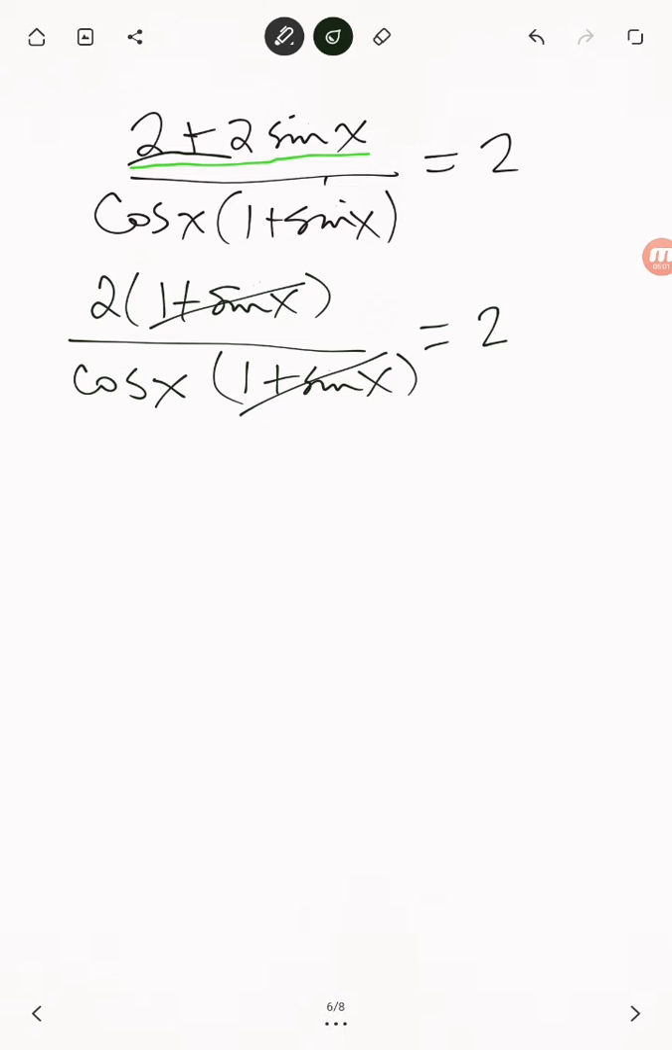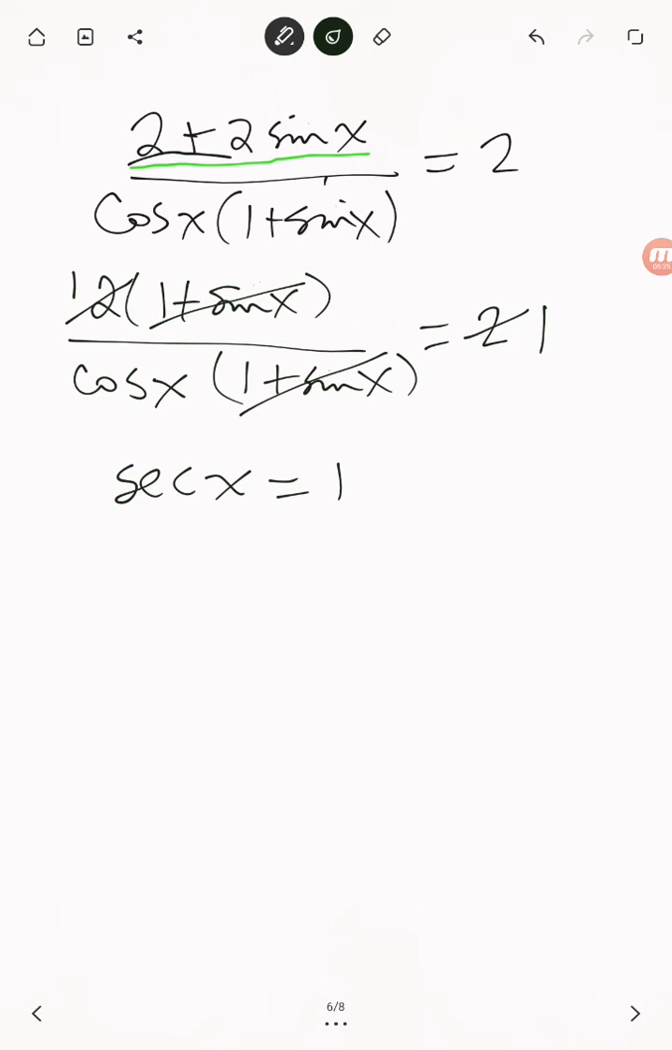Okay, so then we now have 2 over cos x equals 2. Why not divide out the 2's at the same time? So now we have 1 over cos x equals 1. And what is 1 over cos x equal to? Secant x. So let's replace it right away. Oh, hold on a minute. That was the wrong thing to do.